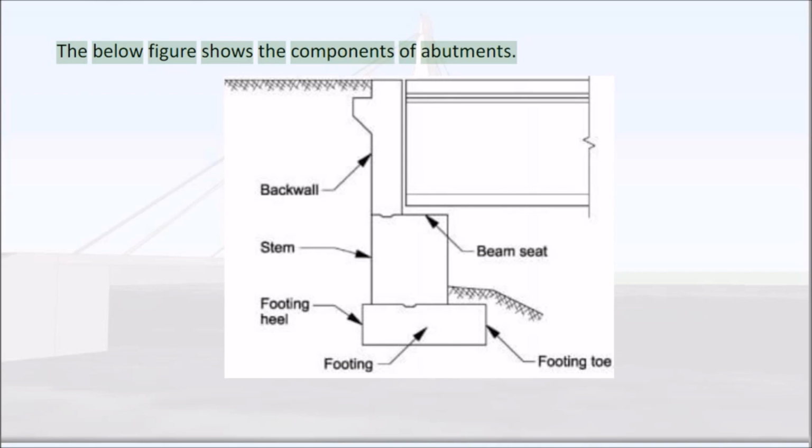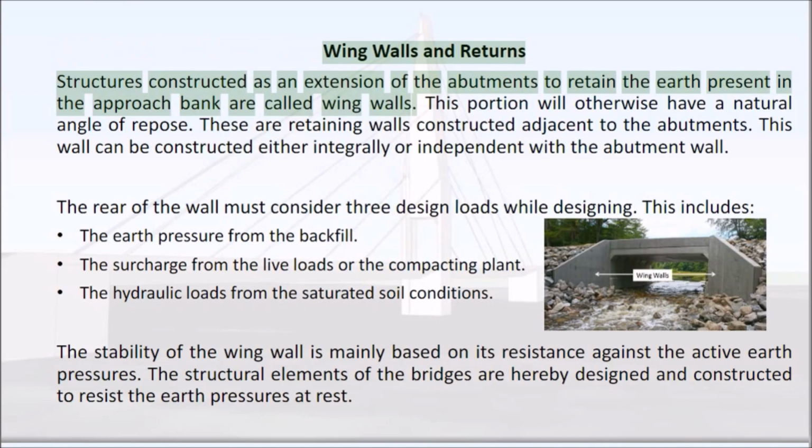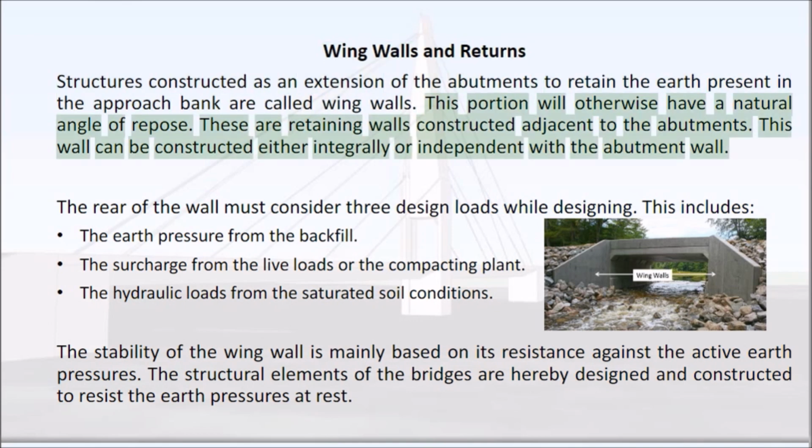The below figure shows the components of abutments. Wing walls and return structures are constructed as an extension of the abutments to retain the earth present in the approach bank. These are called wing walls. This portion will otherwise have a natural angle of repose. These are retaining walls constructed adjacent to the abutments. This wall can be constructed either integrally or independent with the abutment wall.